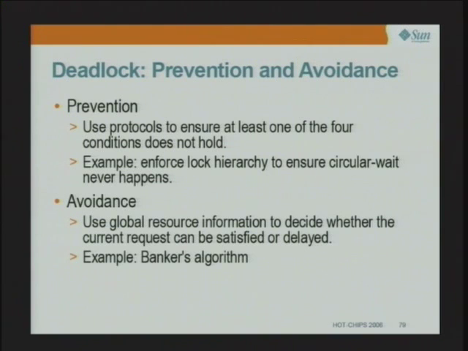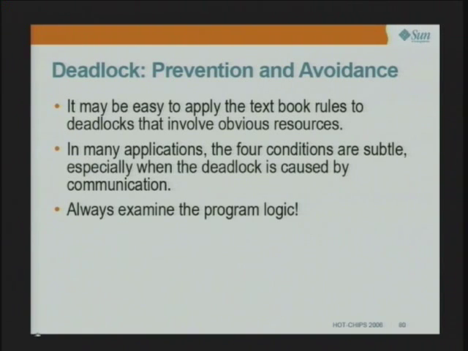Or you can use global resource information to decide whether a request should be granted, rejected, or delayed. A textbook example is the Banker's algorithm. You can use that to avoid deadlocks. It's easier to look at this in the textbook context when the deadlocks involve some resource. But in real code, it's not obvious, especially when deadlocks are caused by synchronization. So you want to always examine the program logic.